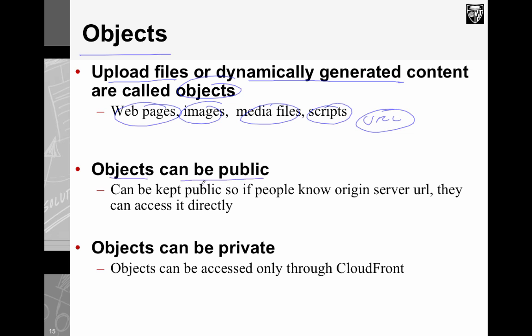These objects can be public, which means these objects that are in the origin can be public URL. So if somebody knows the origin URL, they can go directly and get the origin URL's objects or contents. But they can also be kept private. In other words, you can actually create the origin server and make it available only to the CDN. In this particular case, only to CloudFront. And you can simply tell CloudFront, hey, you have access to that particular origin, but others don't. In fact, you can shut down others.